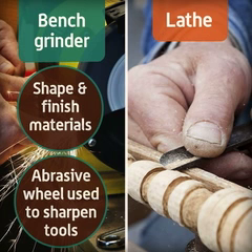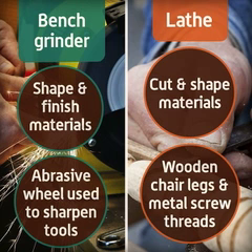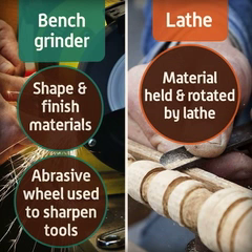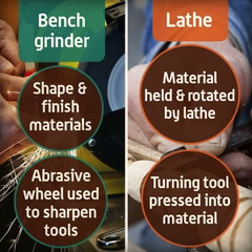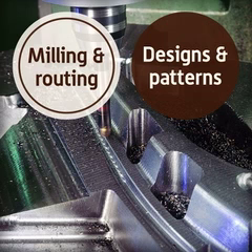The last piece of machinery is a lathe, which is used to cut and shape materials such as wood into chair legs and metal bar into screw threads. The material is held and rotated by the lathe using a turning tool or cutting bit to press into the material. Designs and patterns can be cut into material by milling and routing.